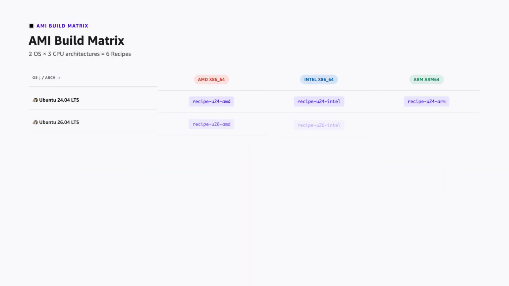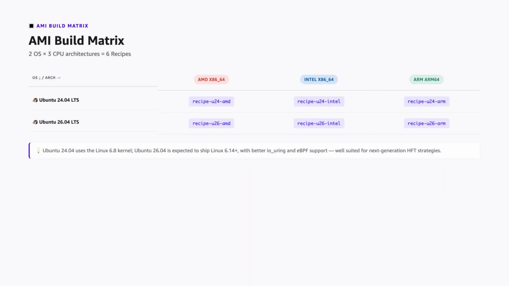Those 6 recipes come from a simple matrix, 2 operating systems multiplied by 3 CPU architectures. Across the top we have AMD x86-64, Intel x86-64, and ARM ARM64. Down the side, Ubuntu 24.04 and 26.04. Each cell is one recipe, named clearly: Recipe U24 AMD, Recipe U24 Intel, Recipe U24 ARM, and the same 3 again for 26.04. 6 cells, 6 recipes, no ambiguity.